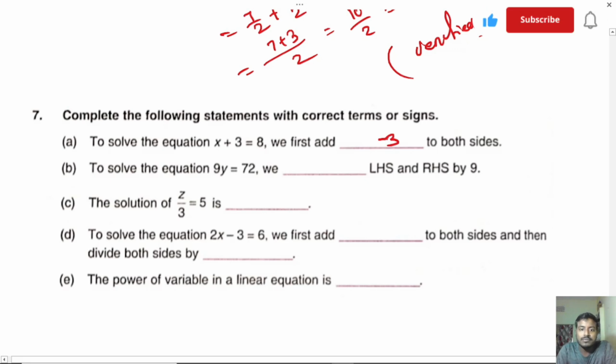Now, to solve the equation 9y equal to 72, we dash LHS and RHS by 9. That is divide. The solution. So multiply. When we multiply, then 3 cancels. So 5 into 3 that is 15. So the answer is 15. To solve the equation 2x minus 3 equal to 6, first we add 3, then we divide by 2. The power of the variable of a linear equation is 1.